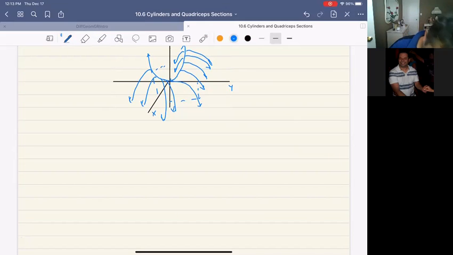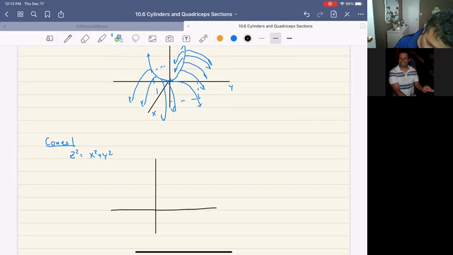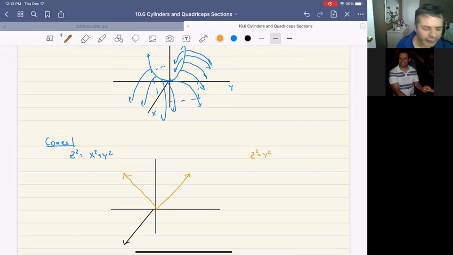Next, cones. Okay, so cones, those are of the form z squared equals x squared plus y squared. Okay, so now if you think about this again, this one's back to the sort of symmetry that we have. If you think about z squared equals x squared or z squared equals y squared, that's just sort of like the absolute value lines. Okay, but you also have the negative side of it.